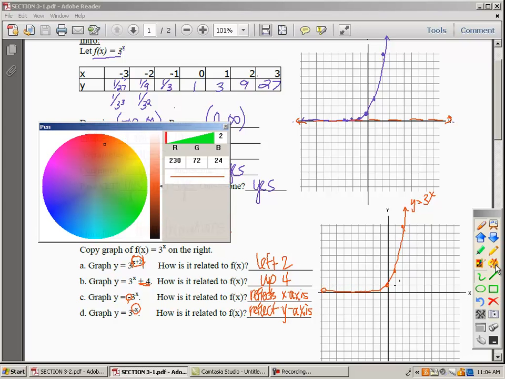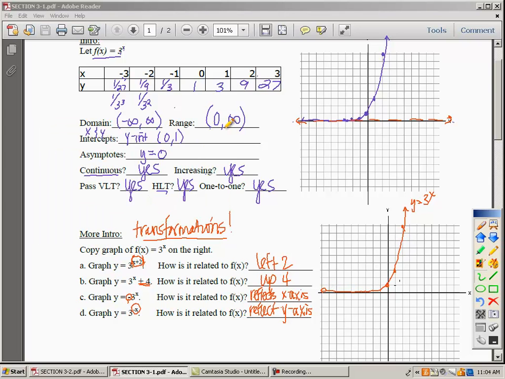Now if I asked you, and I'm going to go a different color each time so you can kind of see, here's my first one. I'm going to go left 2. So I'm going to take each point and move it left 2.